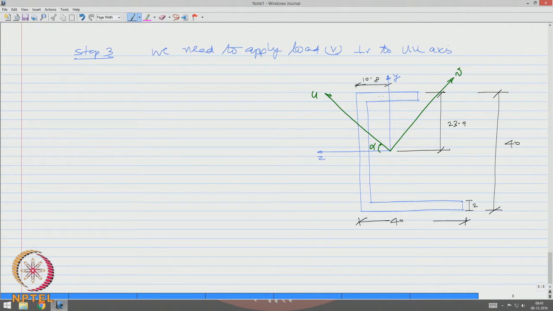The shear flow is like this. Let us say this is my V1, this is my V3 and this is my V2. V3 and V2 intersect at this point. So, let us say I want to apply the force perpendicular to u axis, let us say apply it here. So, I am interested in finding out actually this distance.